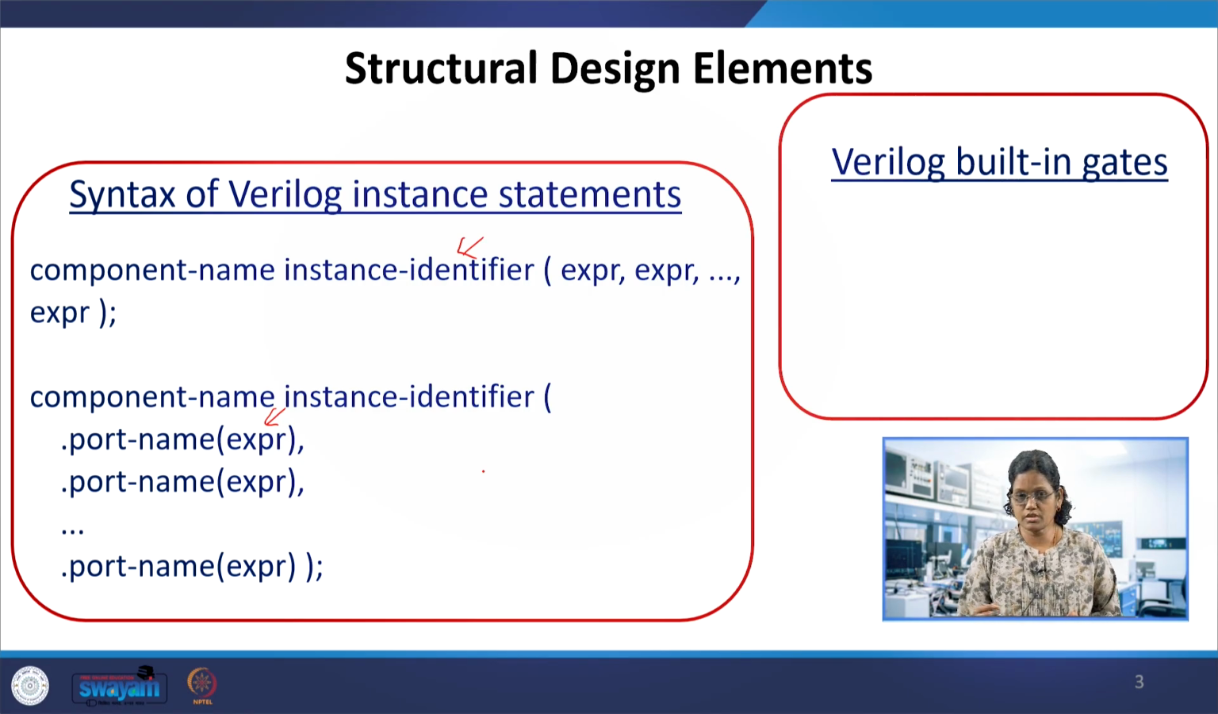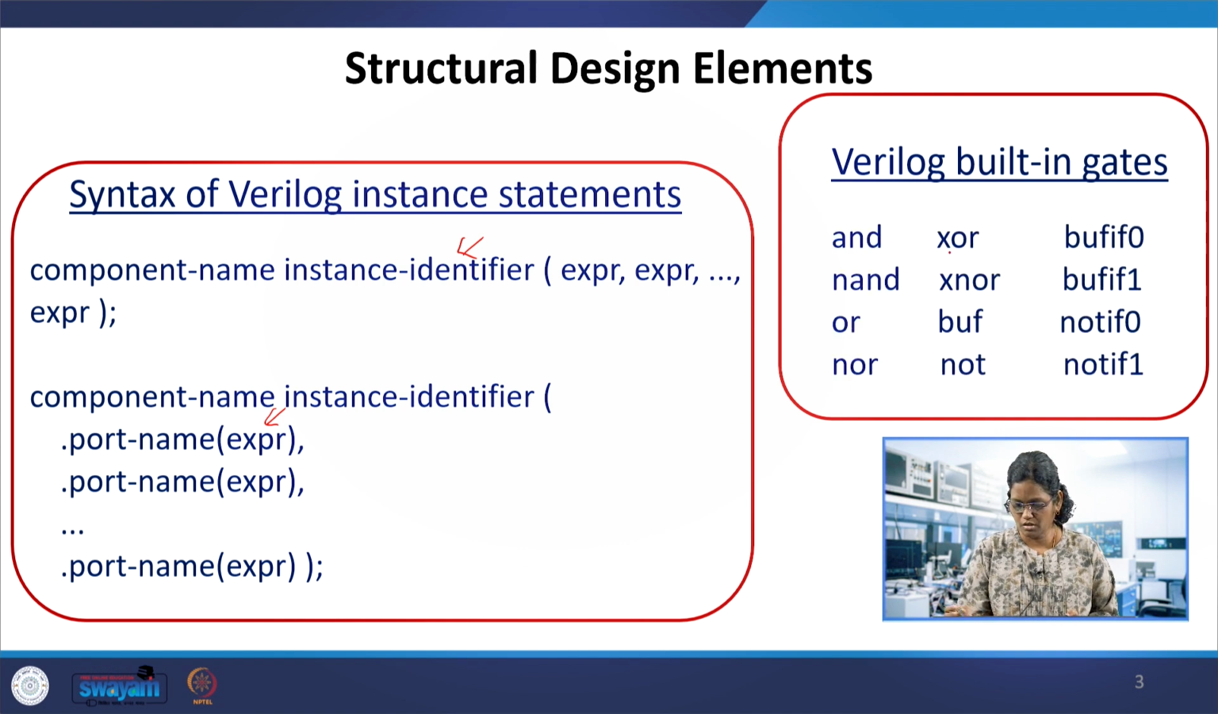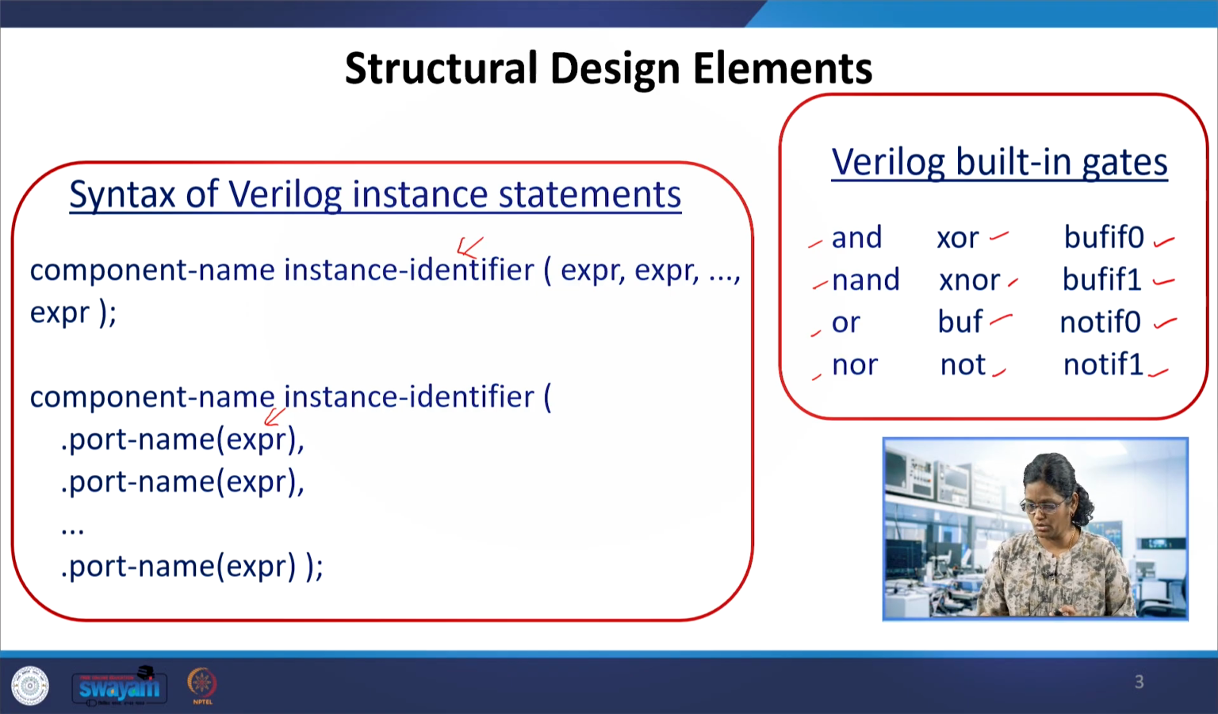So, Verilog offers the built-in gates, or primitives: AND, OR, NAND, NOR, XOR, XNOR, buffer, NOT, bufif0, bufif1, notif0, notif1. All these primitives we are going to look into, and how we use them in our Verilog modules. So, these are the built-in gates.